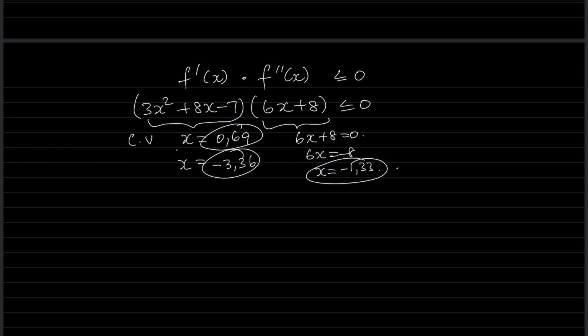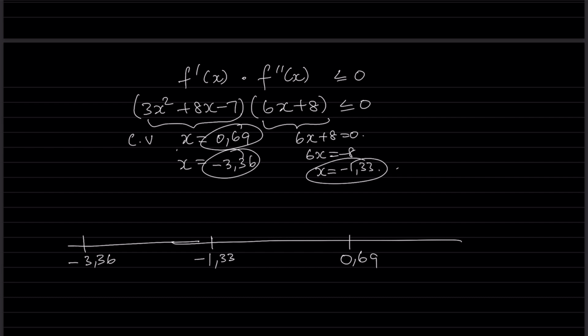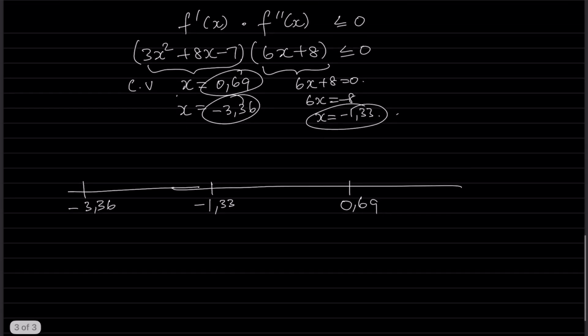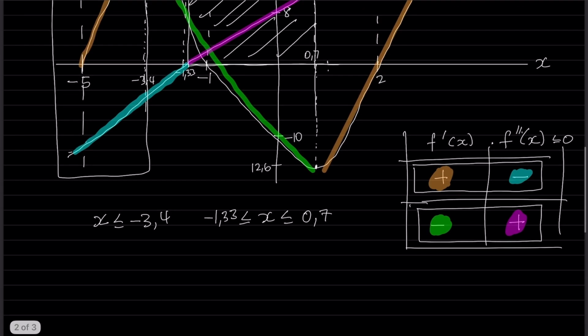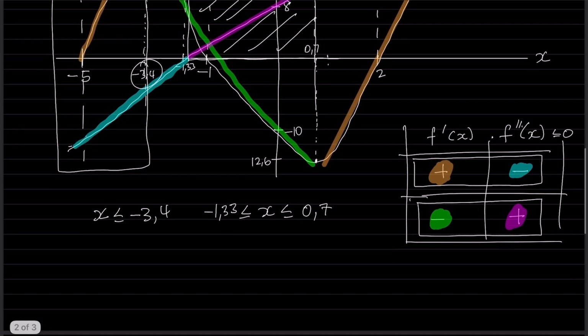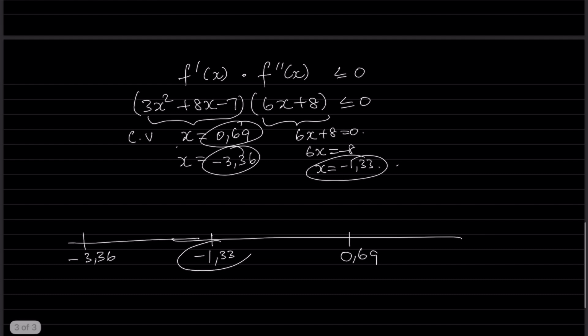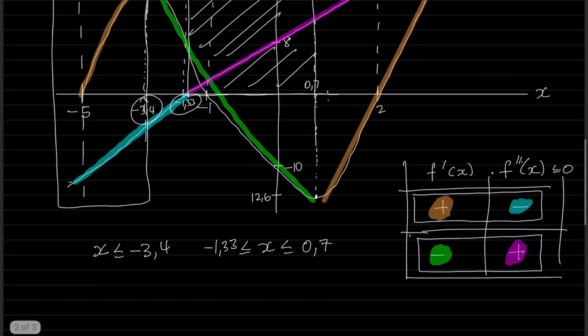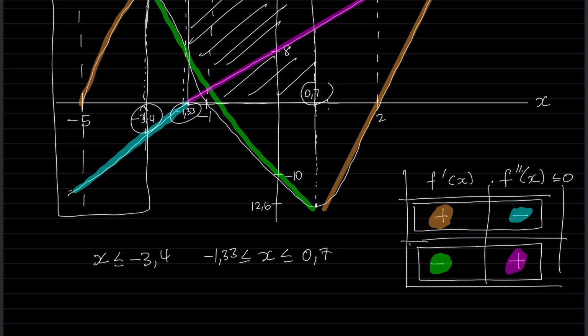Let's input that on our number line. So we take this, put it in our number line. So minus 1.33. Then here minus 3.36, and then here 0.69. Now you'll notice that it's the same values as on our x-axis. So minus 3.36 is roughly 3.4. Then here minus 1.33, and then here 0.69, and then here 0.7.